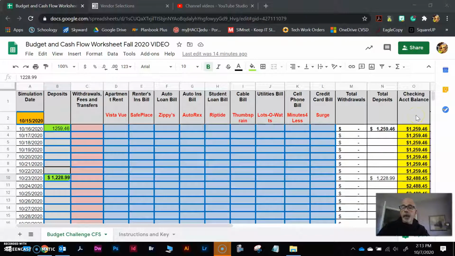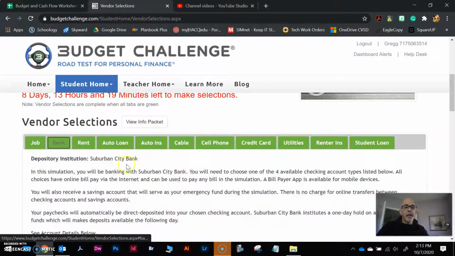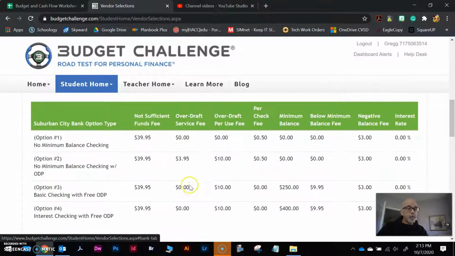All right, once you go back into your budget and cash flow worksheet and you enter in all of your deposits, where do we go from here? So as far as working through this, you don't have to do anything right now for withdrawals and fees. So back in your vendor selections underneath your bank, here's one scenario where you might need to use that column.